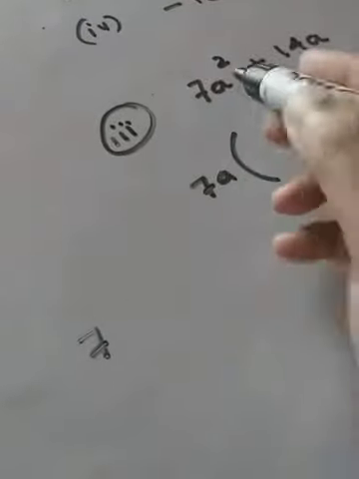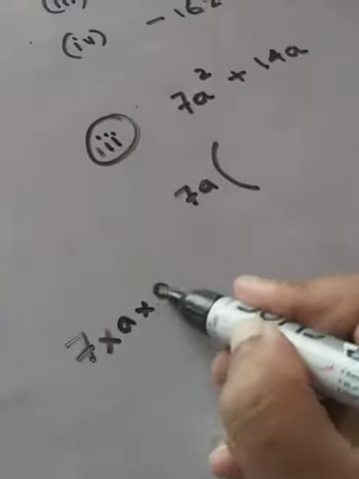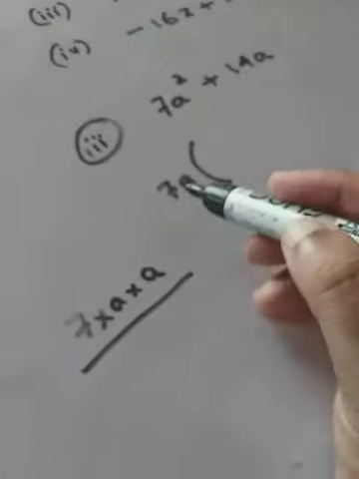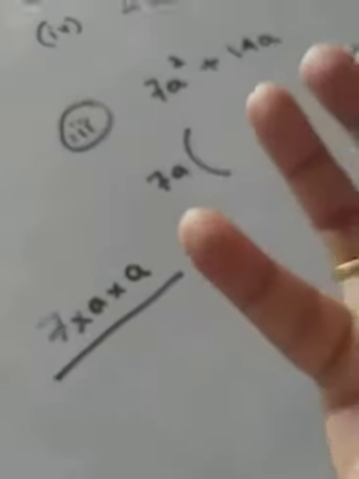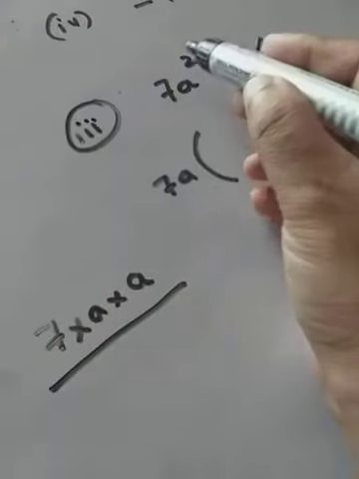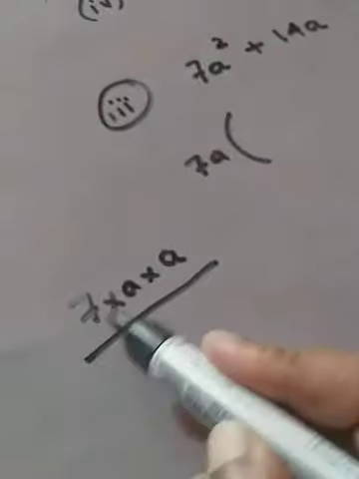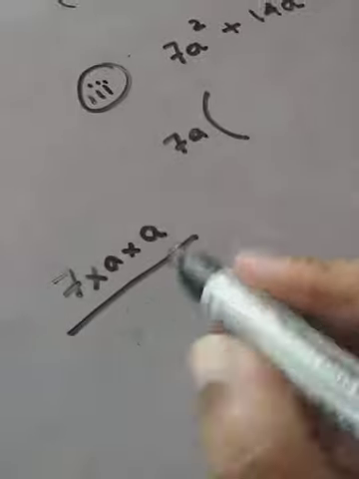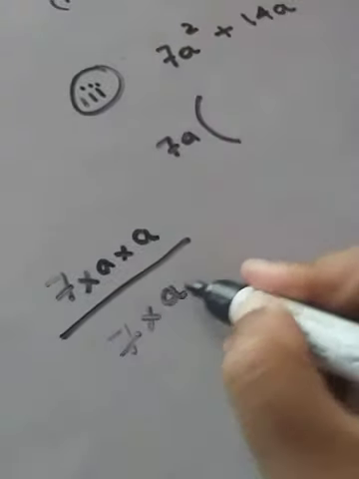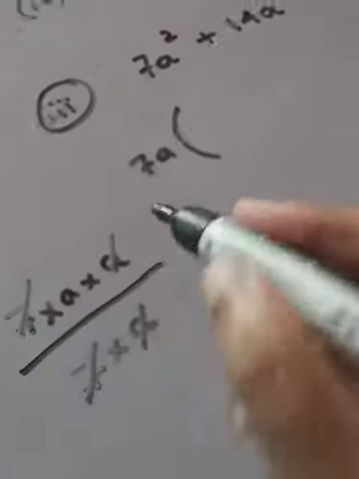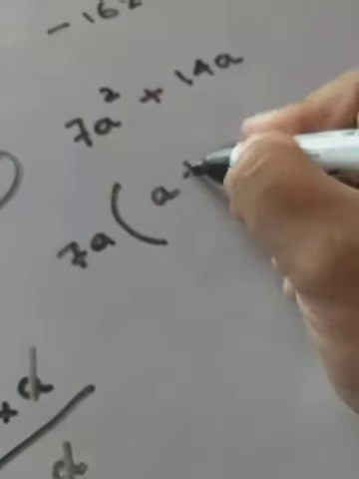Now 7a square means what? 7 into a into a. And what have you taken as common? I hope you've understood how to take the common. Now the next part is what you will write inside the bracket. What is the first term? 7a square. You will divide it by the common, 7a. Now reduce it: this a will cancel, this 7 will cancel. What is left? a. So for the first term only a will remain.